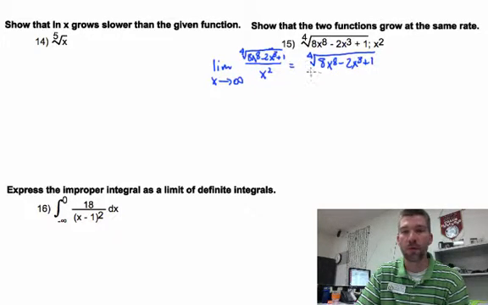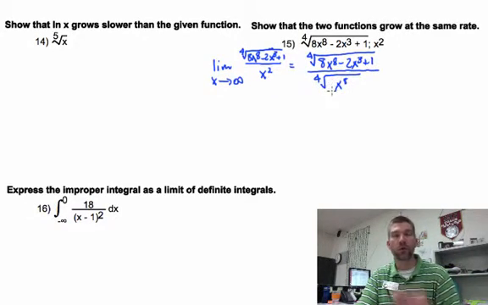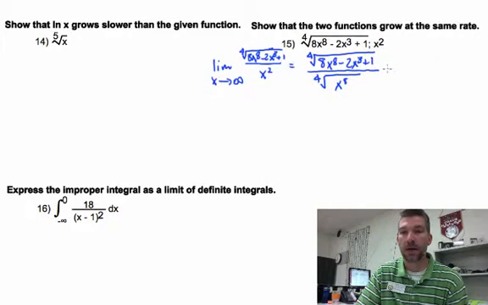That's this fourth root. On the bottom then, it would be the fourth root of x to the 8th. Okay, just think about that for a minute. The fourth root of x to the 8th is going to be x squared. The cool thing with this is I now have a big problem that's the fourth root of 8x to the 8th minus 2x cubed plus 1 over x to the 8th.